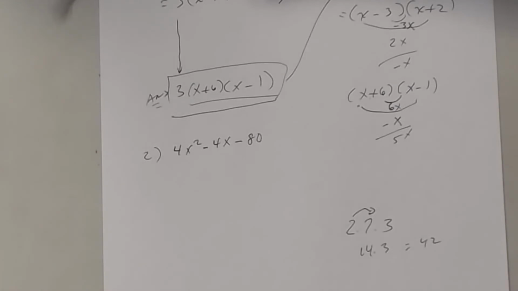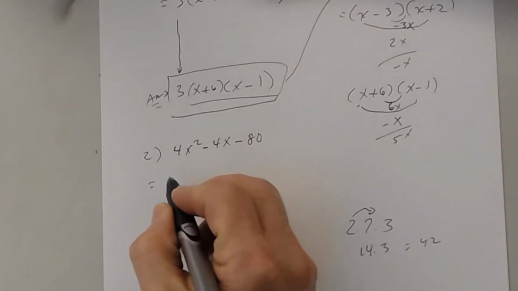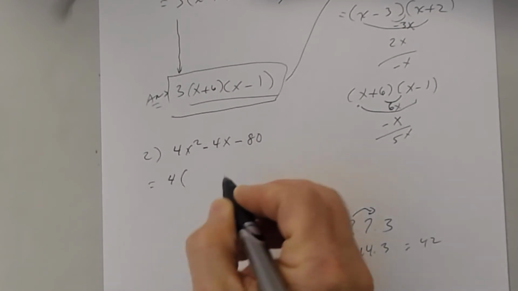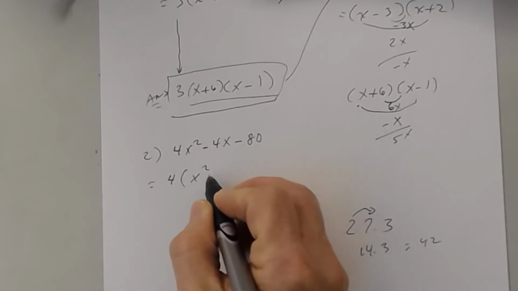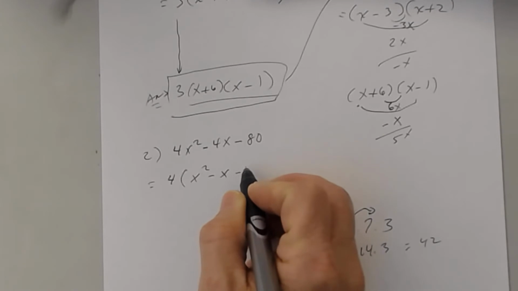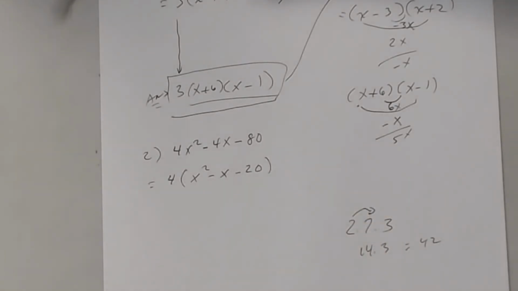All right. Factor this. What's the first thing you're going to do? GCF, which is 4. So how are you going to write this in your next step? 4 times x squared minus x minus 20. Okay. Am I done? No, because you got to check to make sure that this trinomial cannot be factored further.